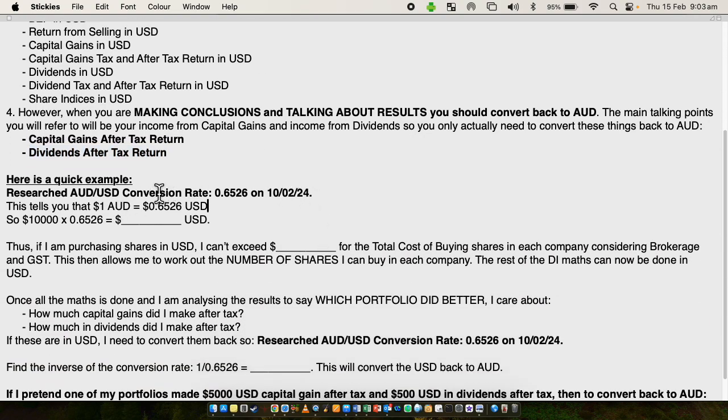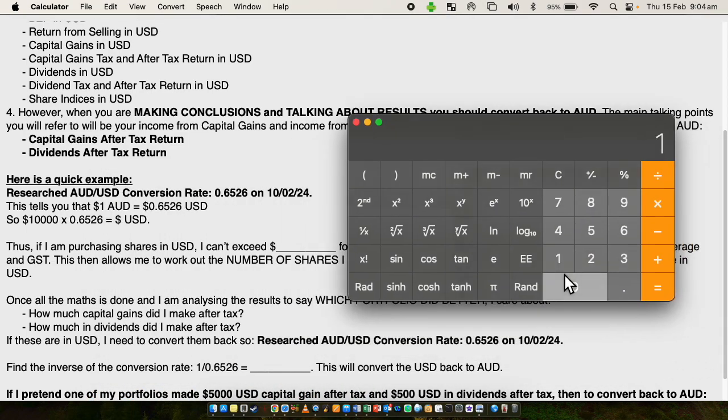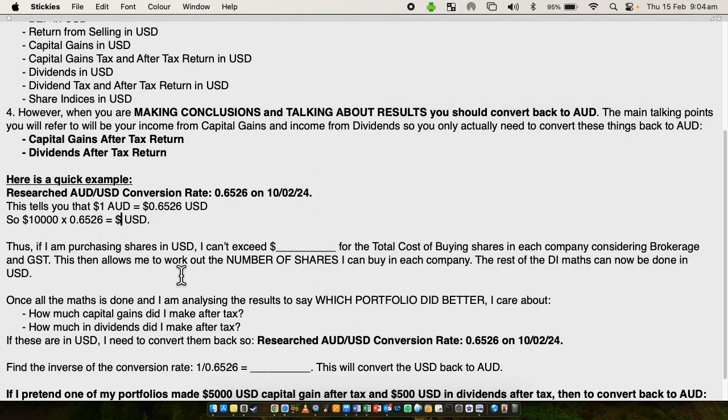I searched up the Australian dollars to US dollars conversion rate on the 10th, so 4 days ago. This tells you that 1 Australian dollar is 65.26 US cents. So if I want to work out how many US dollars 10 grand Australian is, I grab my calculator, I go 10,000 times by 0.6526. So that is $6,526 US. So when I buy my shares in a company, the total cost of buying should not be more than that. Does that make sense to people?